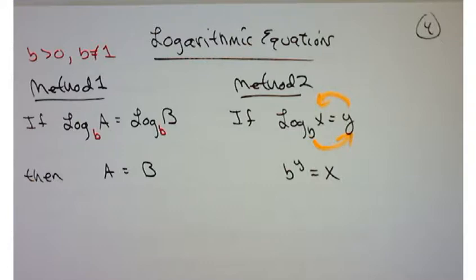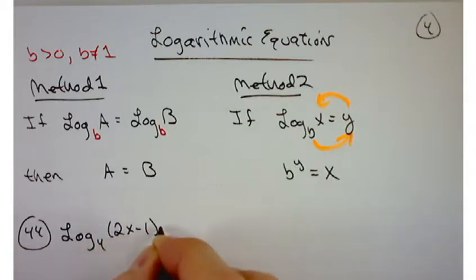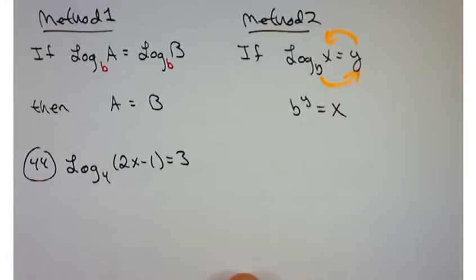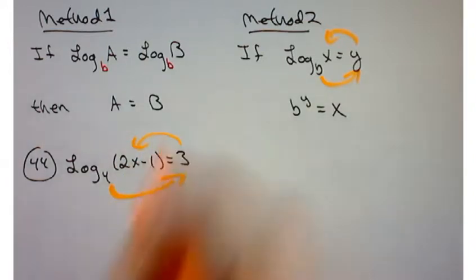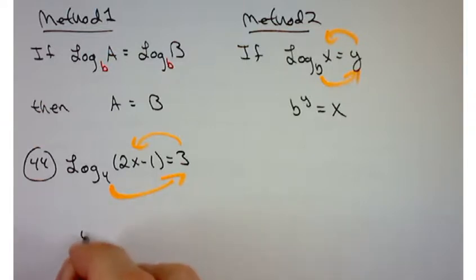We'll start with problem number 44. Log base 4 of 2x minus 1 equals 3. So which method are we going to use to solve here? Is this a method 1 problem or is this a method 2 problem? Method 2, because you don't have logs on both sides. So does someone want to rewrite this using exponents for me? Four to the third power equals, perfect. 4 to the third equals 2x minus 1.